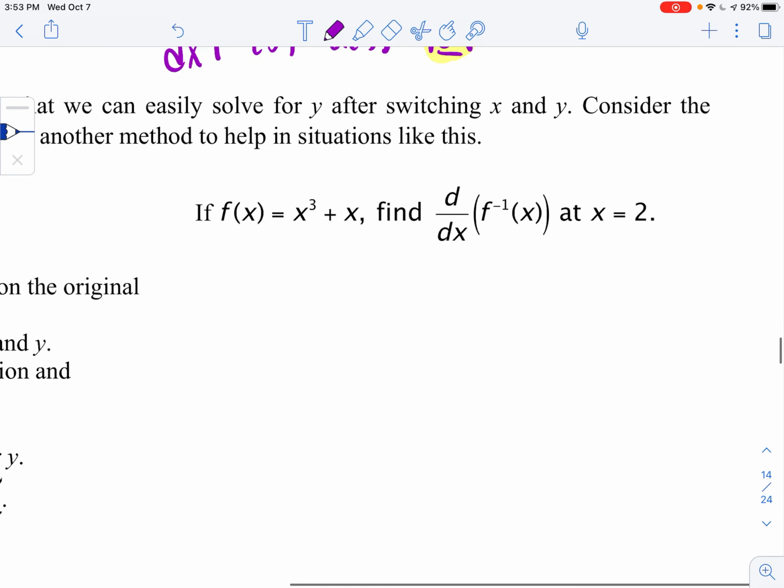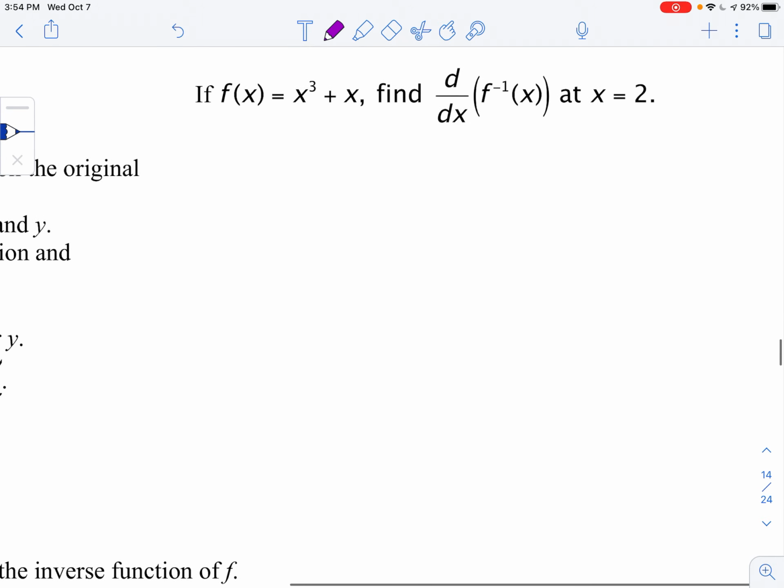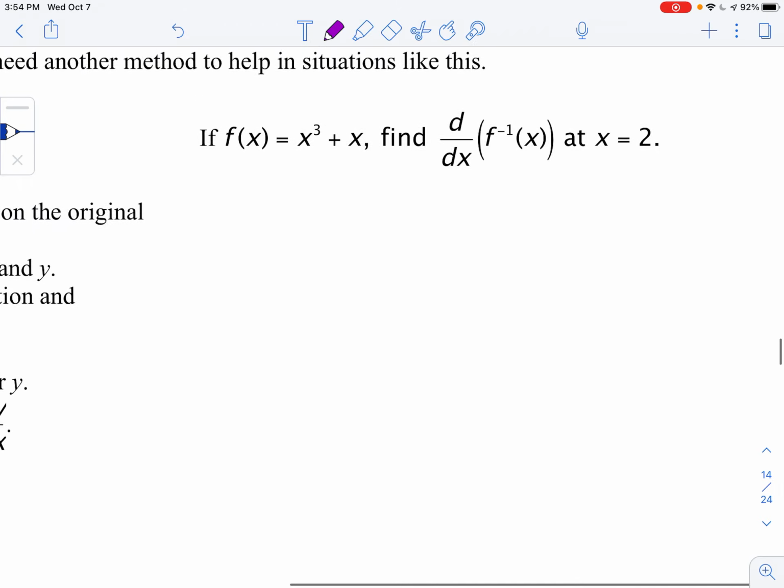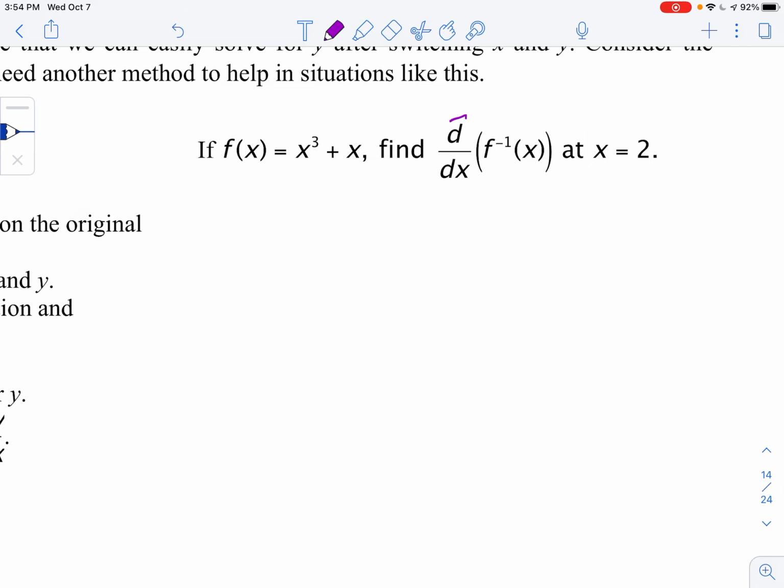If you take a look at this next one, if you tried to switch x and y, there would be no way for you to get y by itself, which means you wouldn't be able to write f inverse as a function of x. So this is why we have to work a little bit backwards. This is what we're looking for. We're trying to find the derivative of f inverse at x equals 2. That 2 is an x coordinate when I'm on f inverse of x.